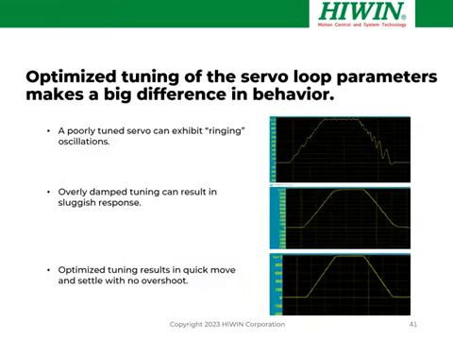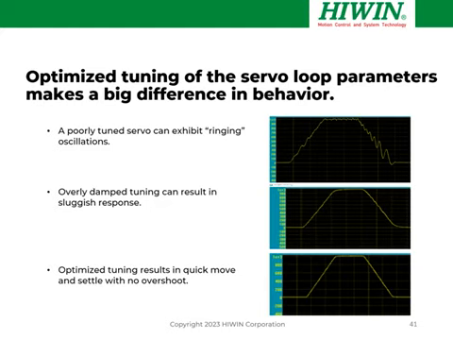In particular, let's look at even how optimized tuning can make a big difference in behavior. On the right-hand side, you see 3 pictures of servo loop performance to that trapezoidal profile. It's all the same system. The only difference is how the parameters were specified and tuned. If it's poorly tuned, you can see ringing and oscillations. The system never calms down. That's wasting a lot of energy, generating heat as well. An overly damped system can result in sluggish performance.